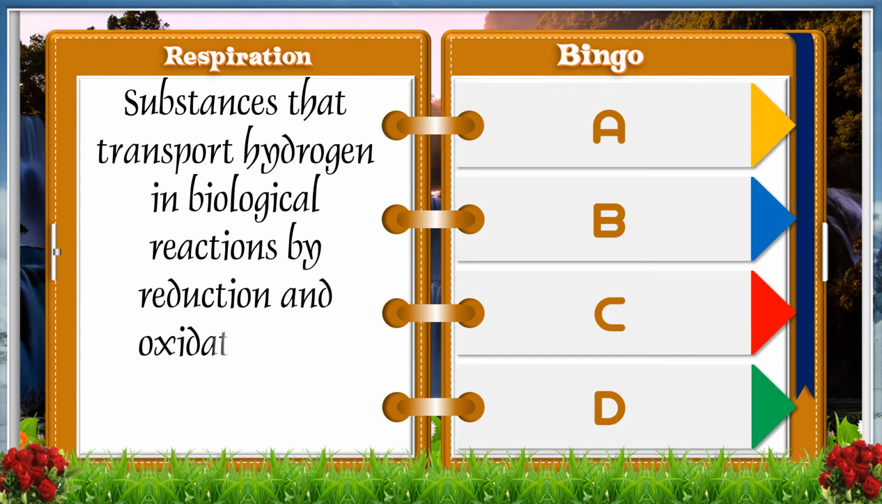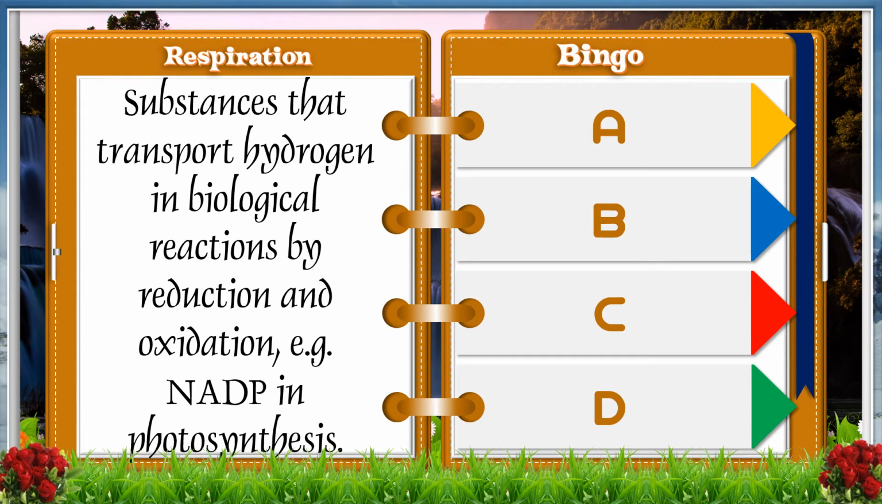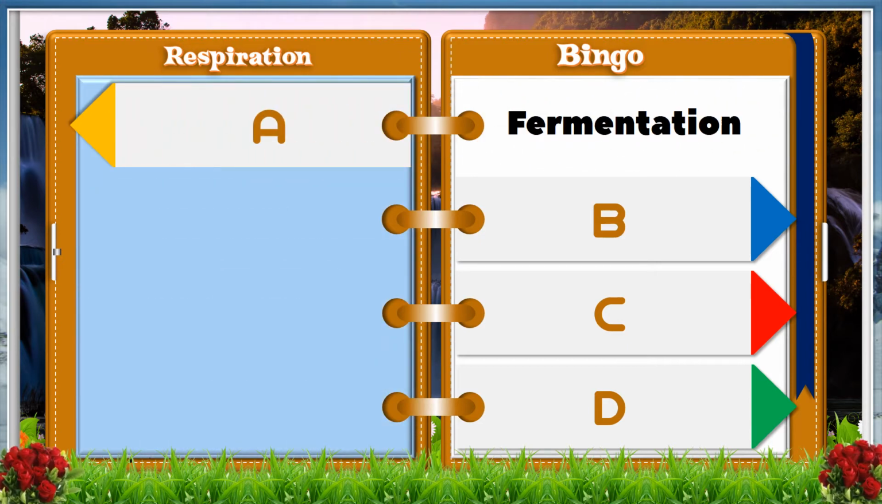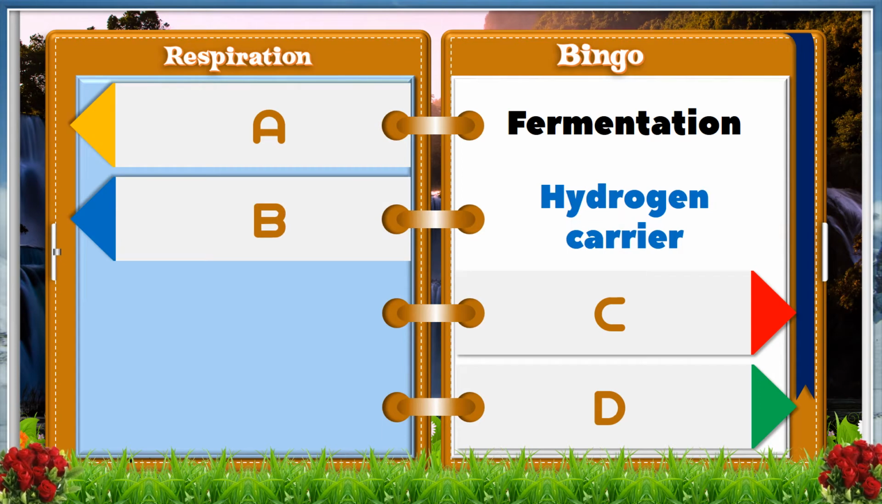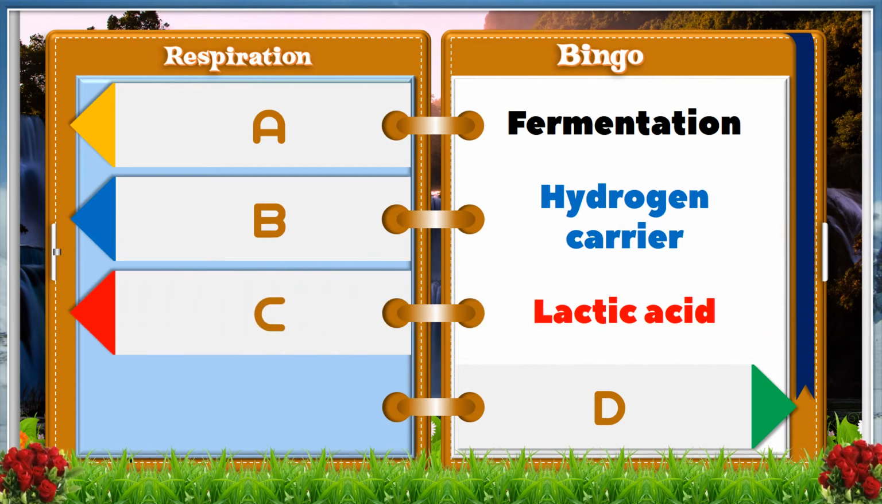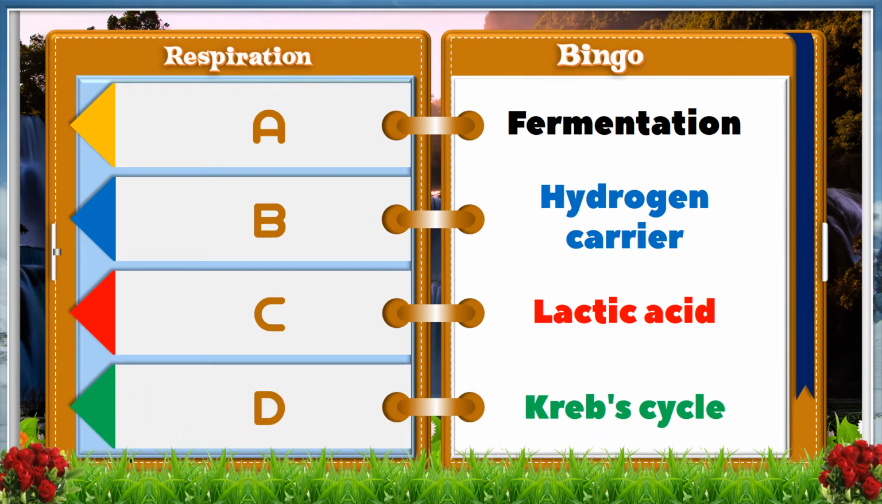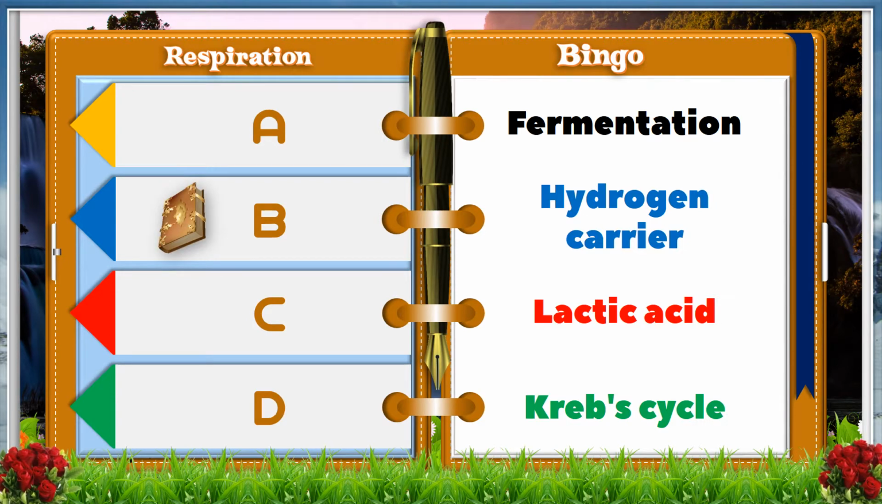Substances that transport hydrogen in biological reactions, bioreduction and oxidation, e.g., NADP in photosynthesis. A. Fermentation. B. Hydrogen carrier. C. Lactic acid. D. Krebs cycle. And the answer is B. Hydrogen carrier.